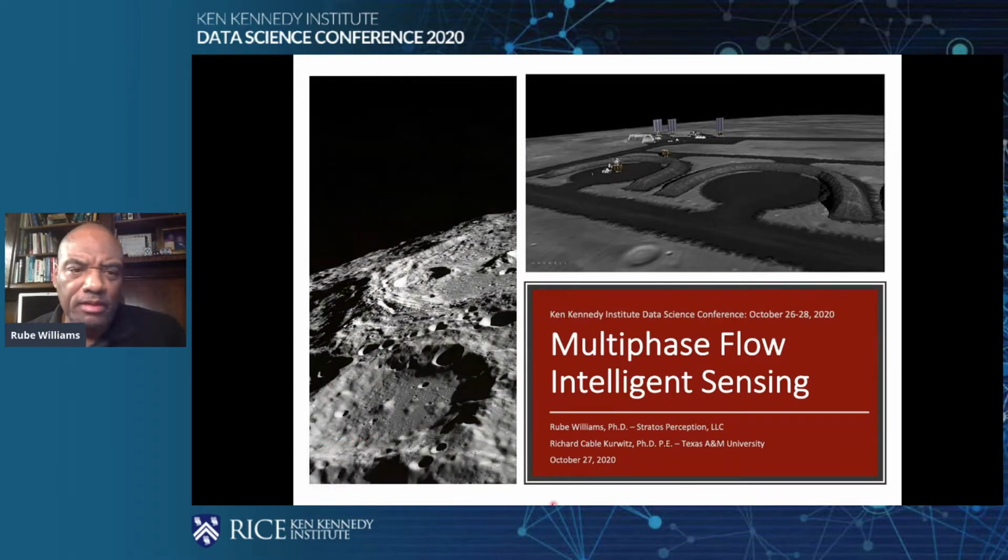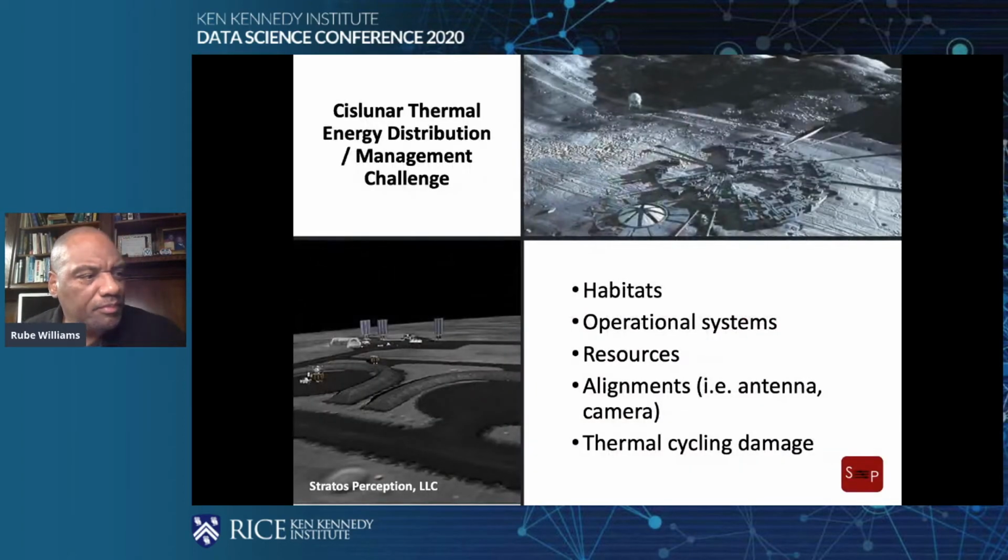The multiphase flow, our objective here is to enable multiphase flow for space. The objective of Stratus in general is to enable and exploit AI for aerospace purposes. So we're going to look at the cislunar environment. That's the environment containing the moon and the Earth.